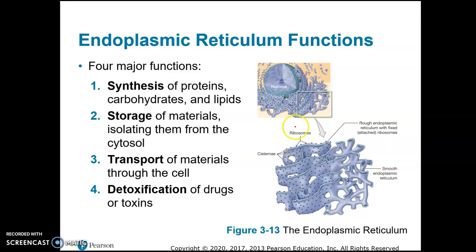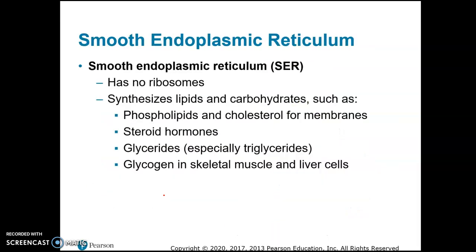The main function of the endoplasmic reticulum is the synthesis of the chemicals protein, carbohydrate, and lipid, the storage of materials, isolating them from the cytosol. In our muscles, the endoplasmic reticulum stores calcium ions, transporting materials through the cell, and detoxification of drugs. So the cells in our liver are going to have a lot of endoplasmic reticulum.